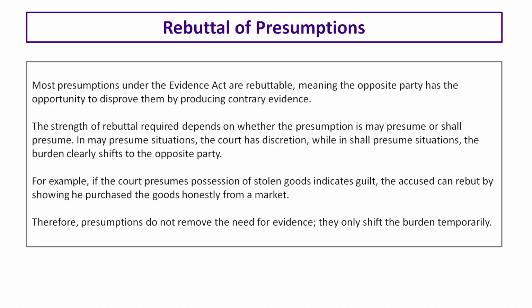The strength of rebuttal may depend on the type of presumption. In "may presume" cases, even a reasonable explanation may be enough to avoid the presumption. But in "shall presume" cases, stronger evidence may be required to disprove it. Let us take an example again. Suppose a person is found with stolen goods soon after theft. The court may presume his involvement, but the accused may say that he bought the goods from a shop without knowing they were stolen. If this explanation is supported by the evidence, the court may reject the presumption.